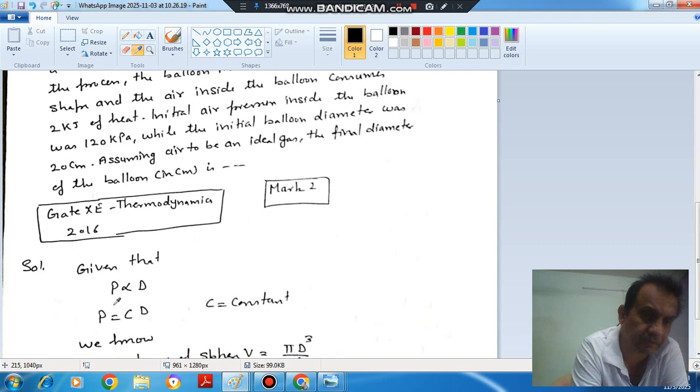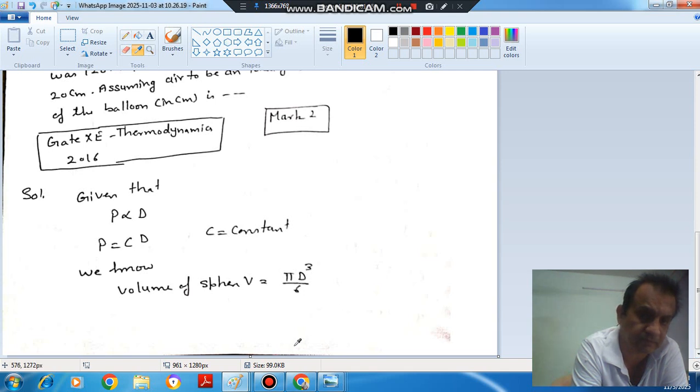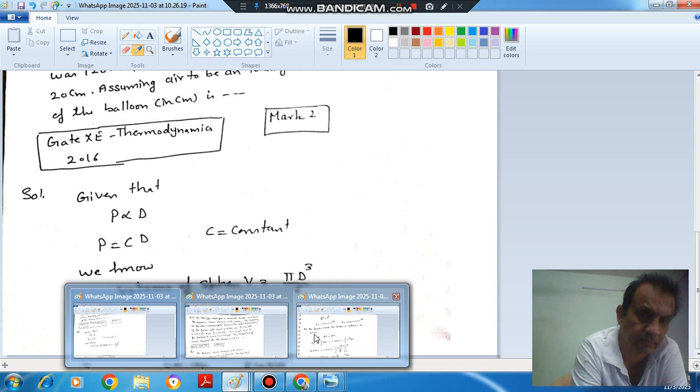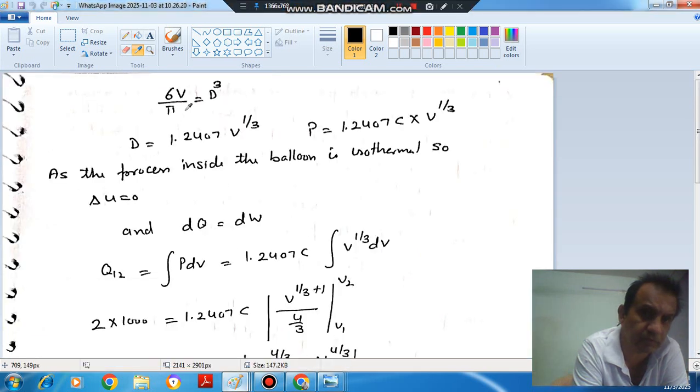So here it is given that P is proportional to the diameter, so P is equal to CD, where C is constant, and the volume of a sphere is given as pi d cubed by 6. So d cubed is 6V by pi, or d is 1.2407 V raised to 1 by 3. Put in the value of d in terms of V, so P will be 1.2407 C into V raised to 1 by 3. Okay. So as the process inside the balloon is isothermal, the change in internal energy is 0.